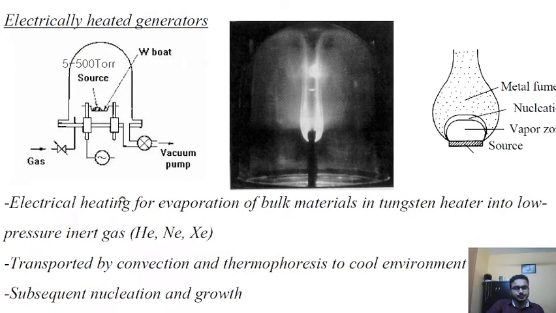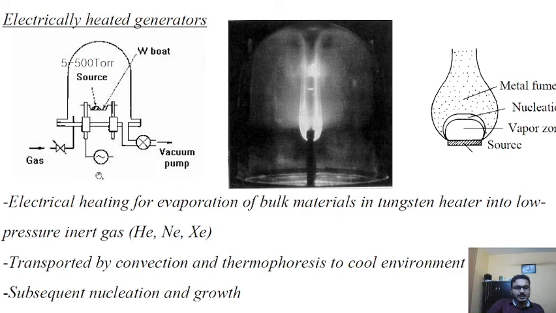So here, this is the arrangement we are having: electrical heating for evaporation of bulk materials in a tungsten heater. So here we are having a tungsten heater in low pressure inert gas. We are providing a low pressure inert gas over here. This is the place we are having as a source, and here it is transported by convection and thermophoresis to cool the environment. So convection and thermophoresis is used for cooling, and there will be subsequent nucleation and growth.